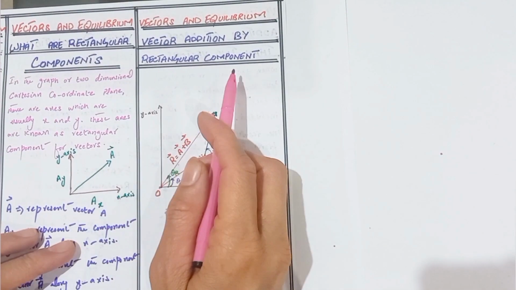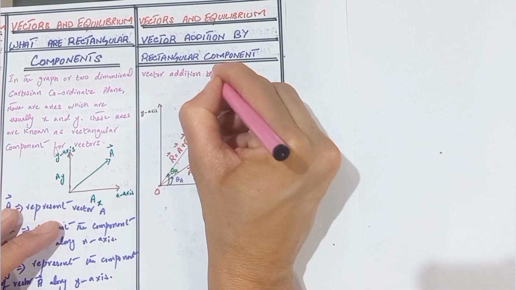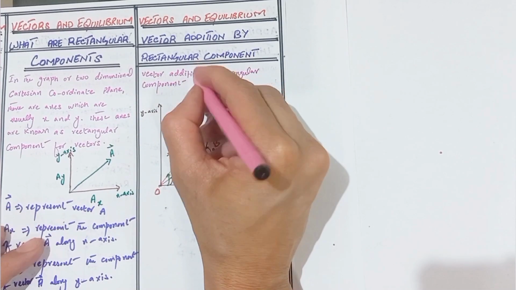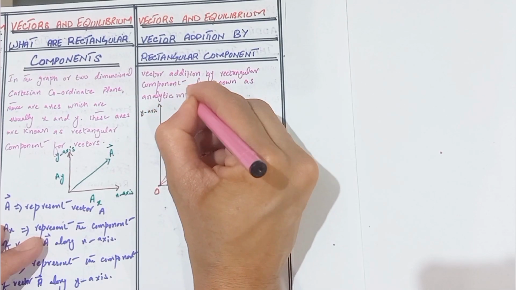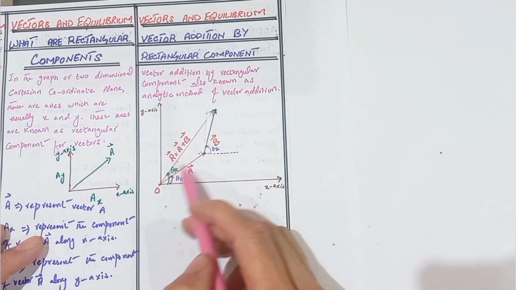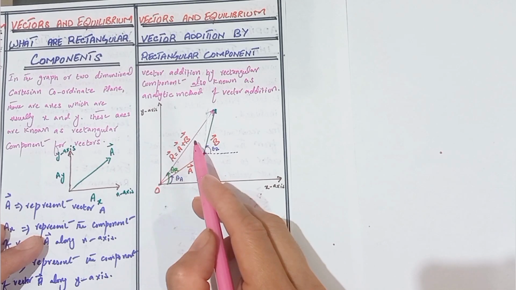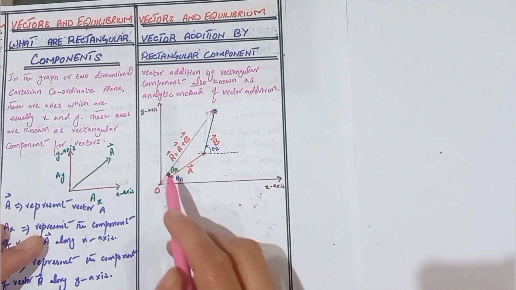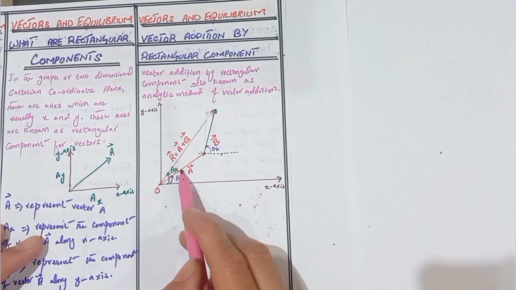Now we discuss the topic of vector addition by rectangular components, also known as the analytic method of vector addition. Here we take the two vectors A and B and add them by the head to tail method. Then we draw the resultant, starting from the tail of the first vector to the head of the last vector. All these vectors make an angle with the x-axis: vector A makes an angle theta A, vector B makes an angle theta B, and resultant R makes an angle theta R with the x-axis.